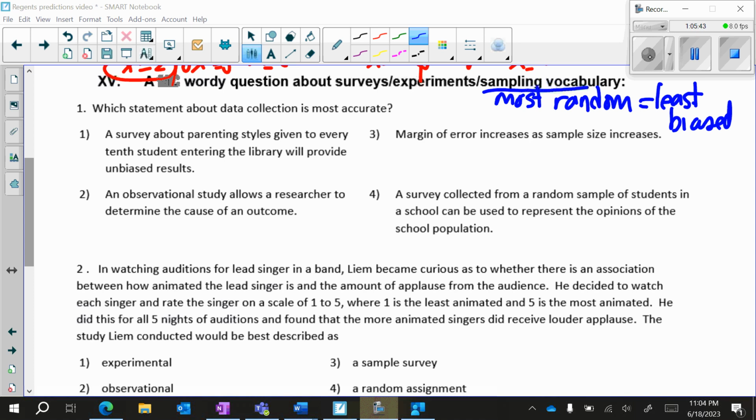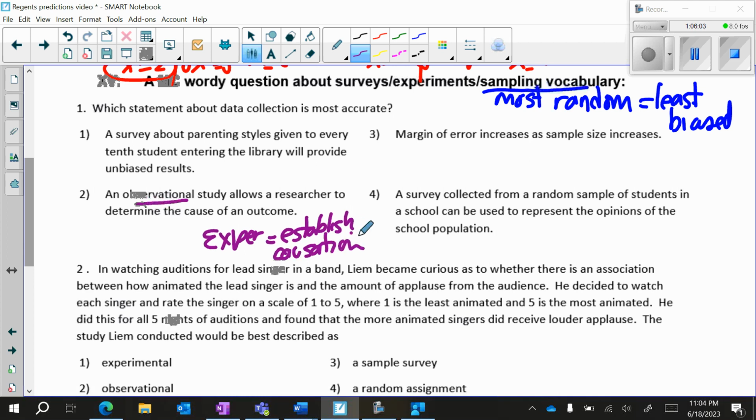So they might say which of the following is true, something like that. Another important thing that they like to ask about is the difference between an observational study and an experiment. Only an experiment can establish causation, which is called cause and effect. So if I'm investigating if a treatment works, only an experiment can establish cause and effect, but an observational study cannot.